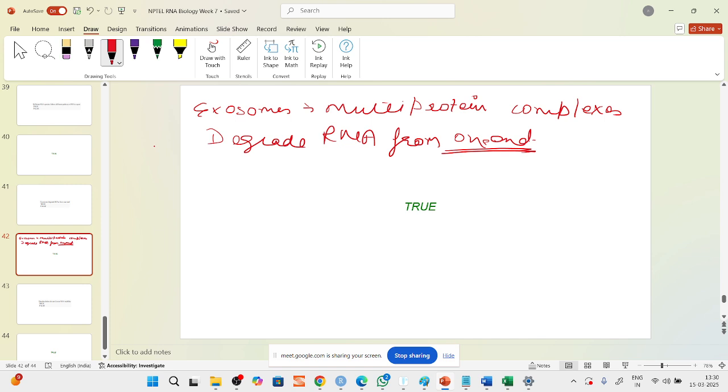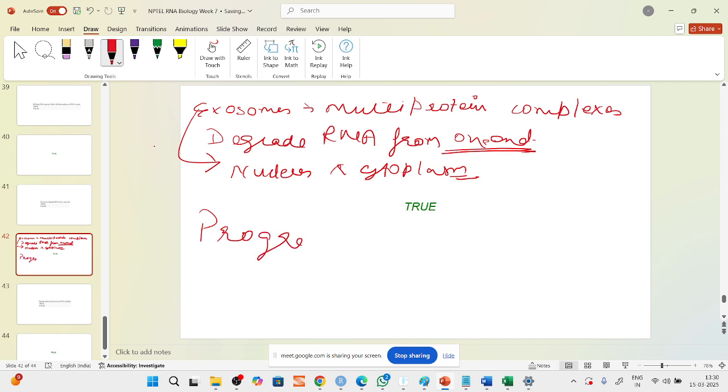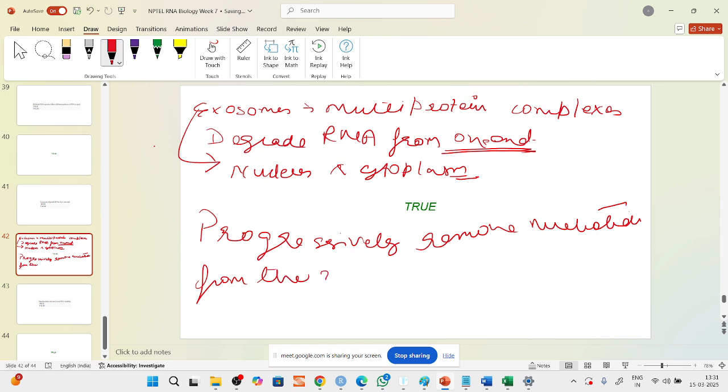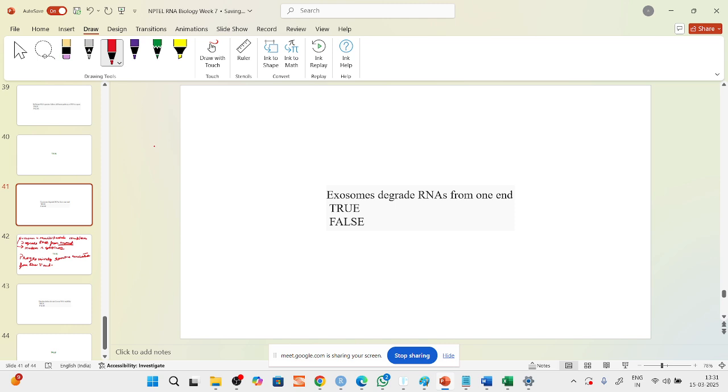So what they do is that first of all they work both in the nucleus and in the cytoplasm. Okay, so they work in the nucleus also and they work in the cytoplasm also. And basically what they do is that they progressively remove the nucleotides from the 3' end. So the question was, the exosomes degrade RNA from one end.